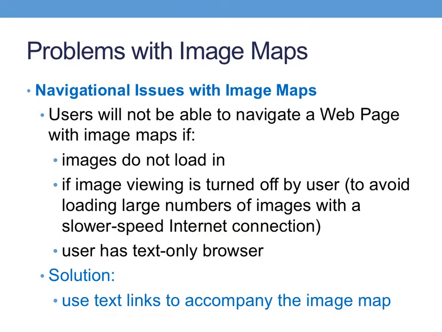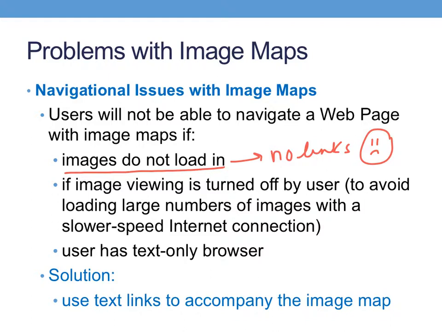Now, while image maps are really great, a couple of things to keep in mind is that there may be some navigational issues with image maps. So there will be times that a user may not be able to use an image map. For example, if the image doesn't load in. We've all experienced issues where for some reason our image won't load, the browser is struggling, and as a result the image doesn't load. Well, if the image doesn't load, there will be no links to actually link to, which is kind of a problem. If we don't have the image, we can't click on it, we can't link to other places.